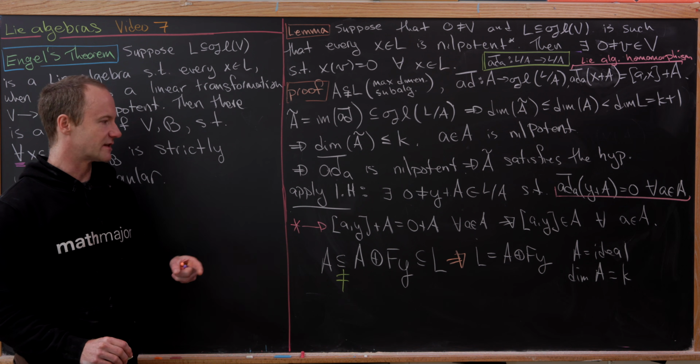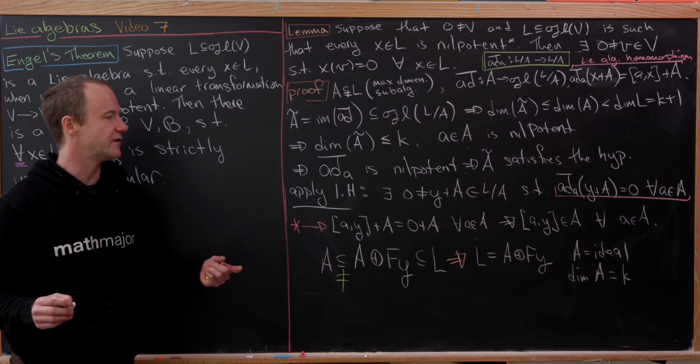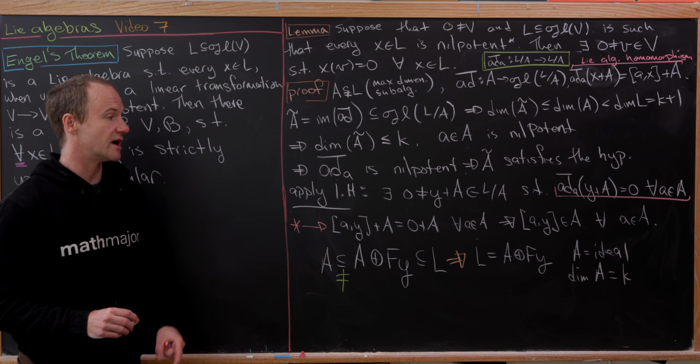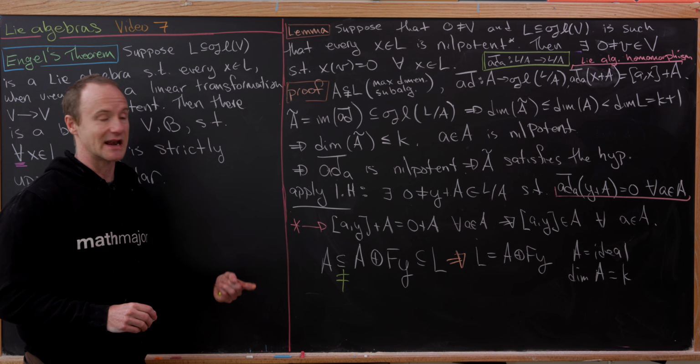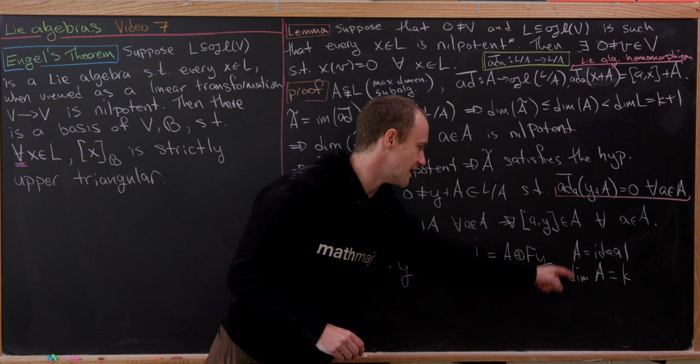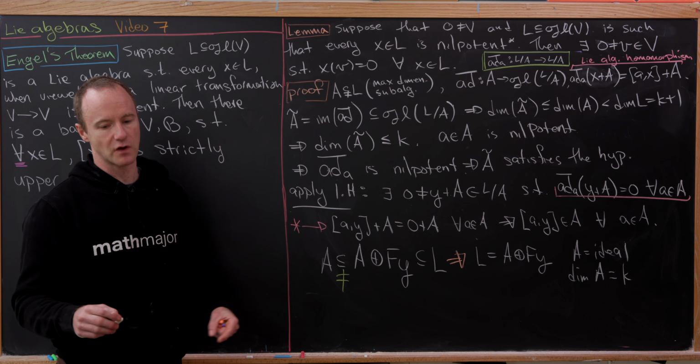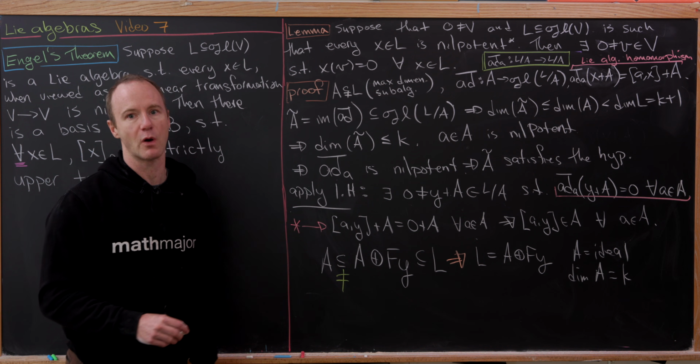But let's recall that little claim that we've been proving this whole time, which was that L had an ideal of dimension 1 less than the dimension of the whole Lie algebra. But that's exactly what we've done here.